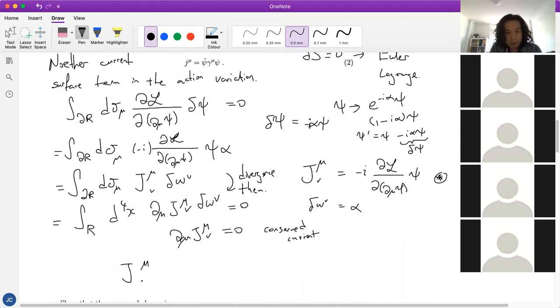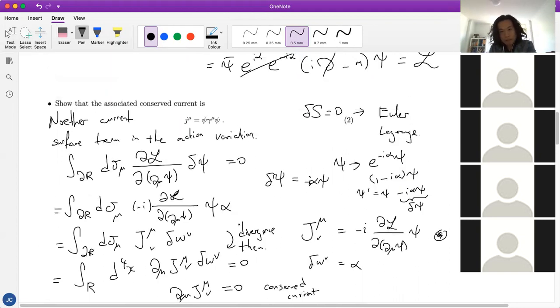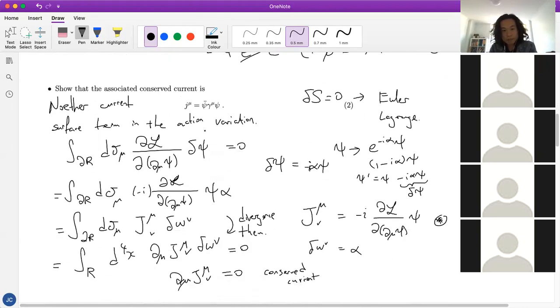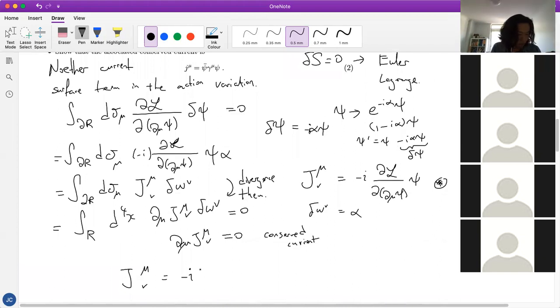And okay, j^μ equals minus i, and then ∂L/∂ψ. So that's just taken from the Lagrangian here. So if I just take a derivative with respect to this ψ, I'll just be left with this coefficient in front here. So I have, where did we go? Minus i ψ i γ^μ ψ. And that is equal to ψ bar. Sorry, this is ψ bar here. So equal to ψ bar γ^μ ψ, because the i's cancel out and that's it. Yeah, so that's how we get the current.